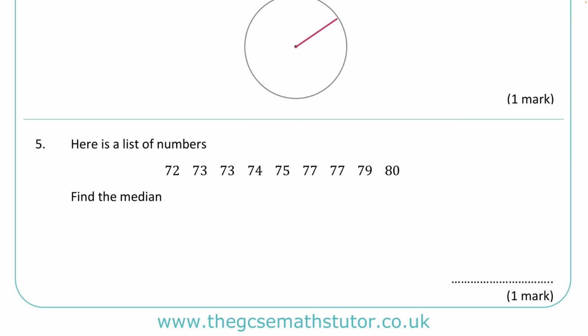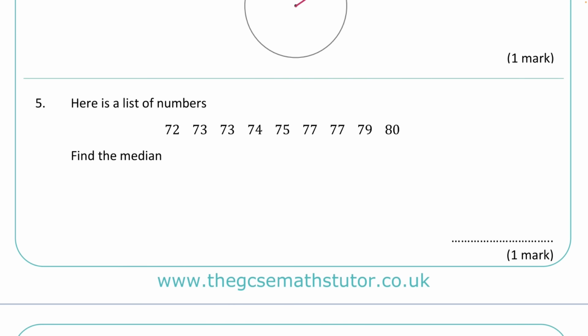For question 5, we have a listed set of numbers and it asks us to find the median. So the median is the number in the middle, as long as the numbers are in size order, which these are. To find the median, we can either cross off or underline the numbers from each side, one from the left, one from the right, until we get to the middle. And here we go, we have 75 in the middle, so our median is 75.